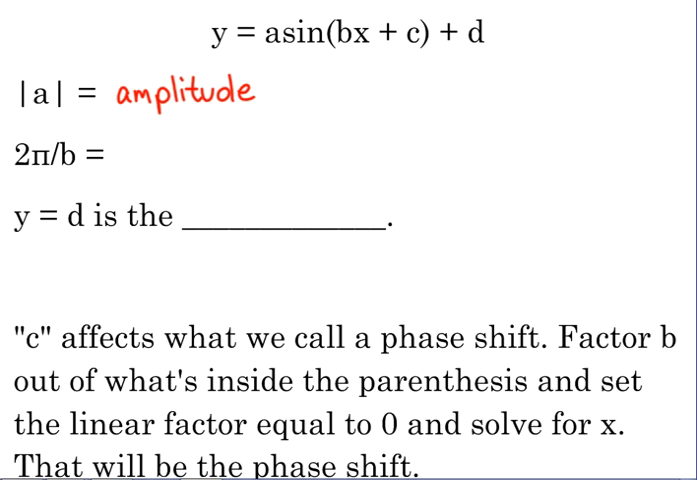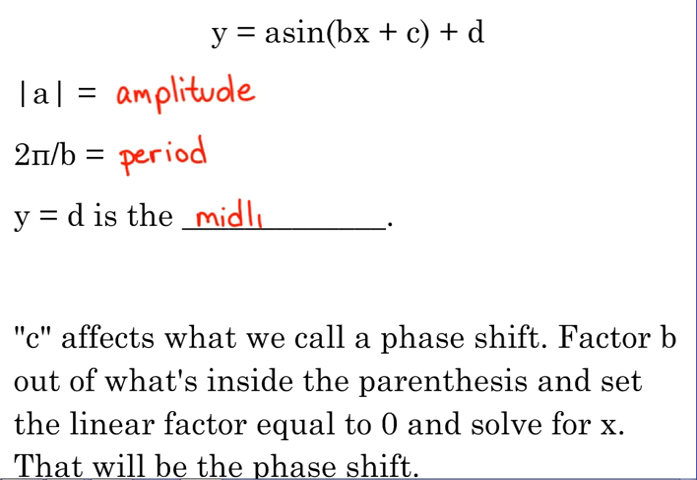So the absolute value of A represents the amplitude. 2 pi divided by that coefficient B is going to give us the period. 2 pi is the standard period, so when we divide it by that coefficient, it's going to give us the new period. And y equals d is what? Anybody know?